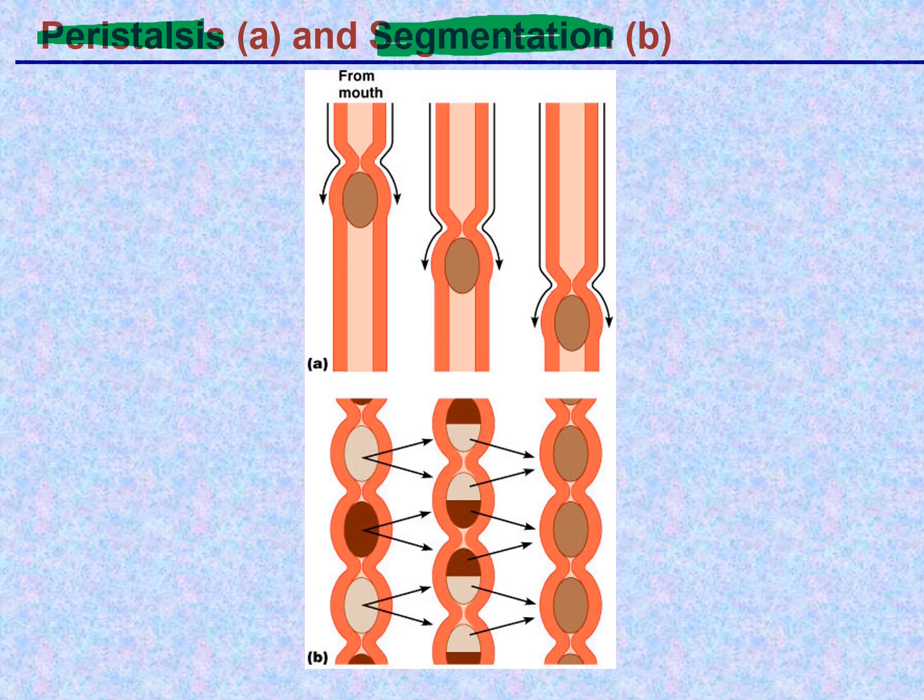Peristalsis is a wave of contraction that moves from the beginning towards the end of the gastrointestinal or GI tract and helps move material along. So you're getting waves of contraction. This contracts, then it relaxes, and the next part contracts, and that relaxes, and the next part contracts. So it's constantly pushing along.